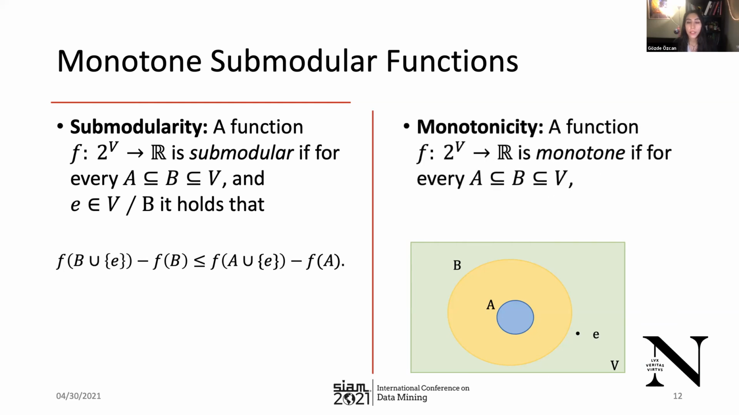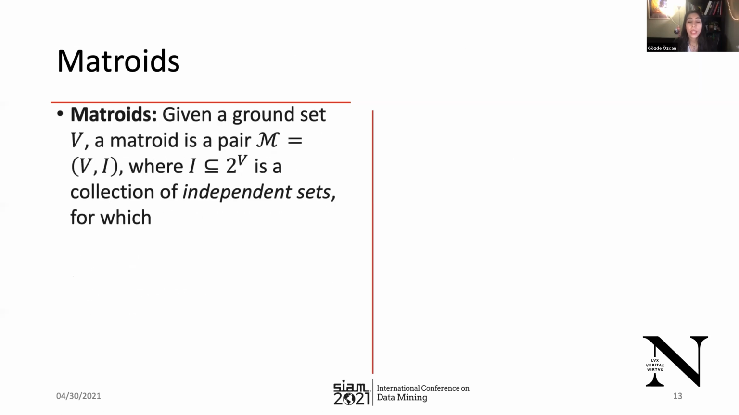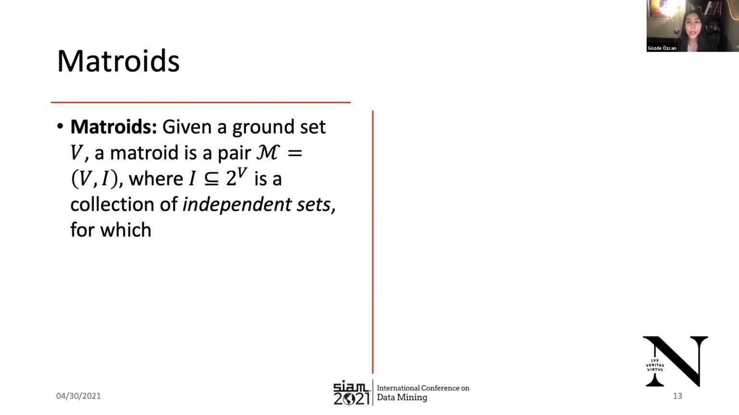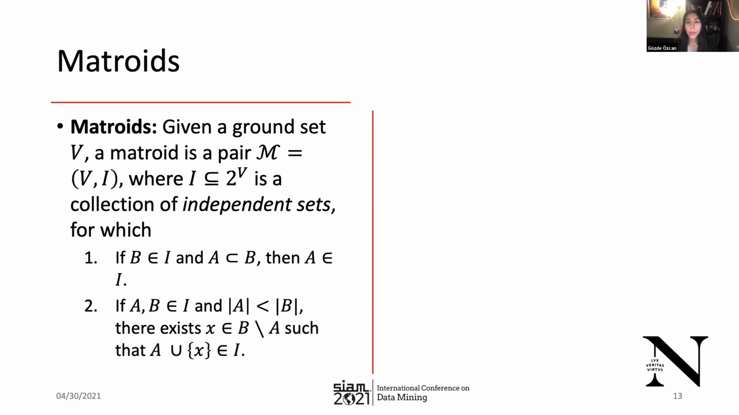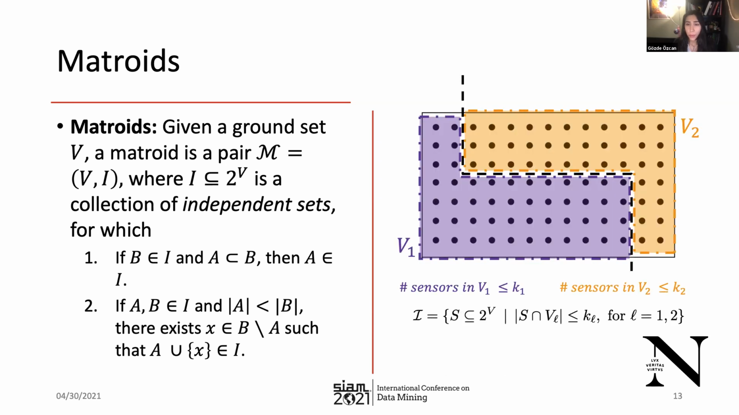Additionally, a function f is monotone if for every A subset B subset V, f of A is less than or equal to f of B. Given a ground set V, a matroid is a pair M with V and I, where I is a collection of independent sets for which the following holds. If B belongs to I and A is a subset of B, then A also belongs to I. If A and B both belong to I and the size of A is less than the size of B, there exists an X in the set difference of B from A such that A union X belongs to I.